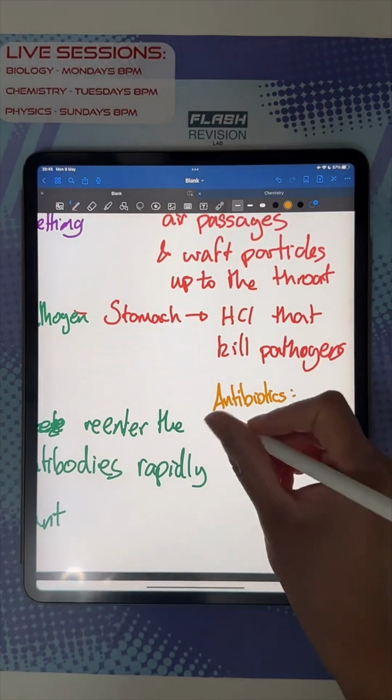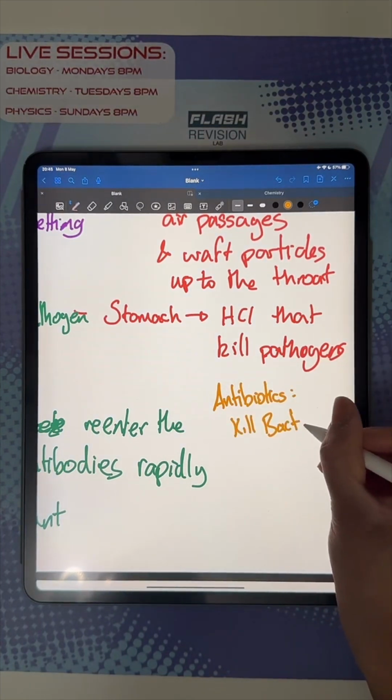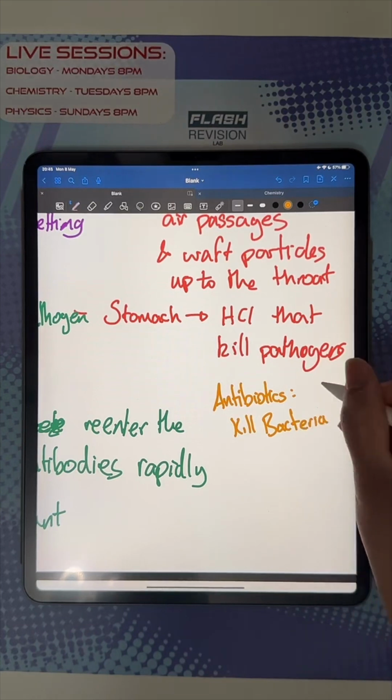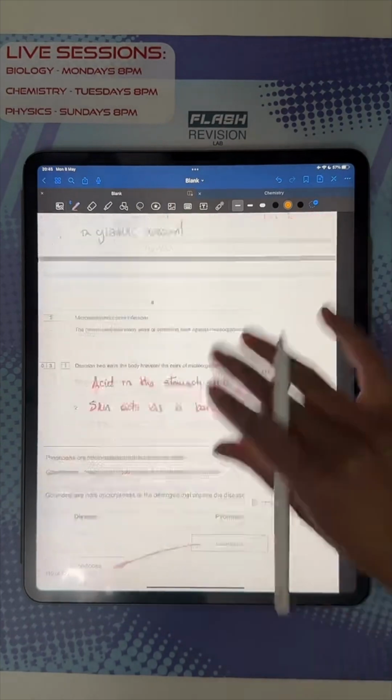Yeah, kill bacteria. Only bacterial diseases. If you have a viral disease, antibiotics are going to be useless.